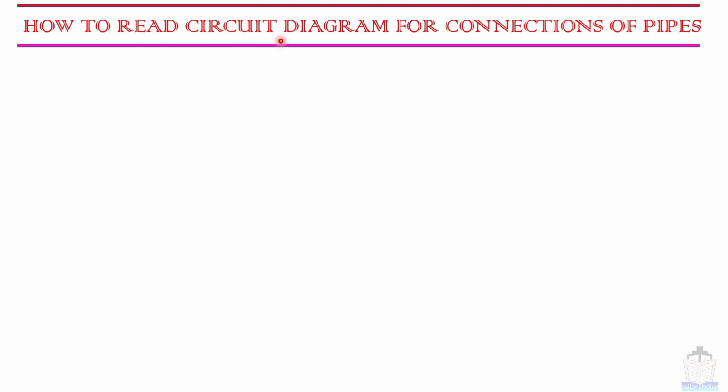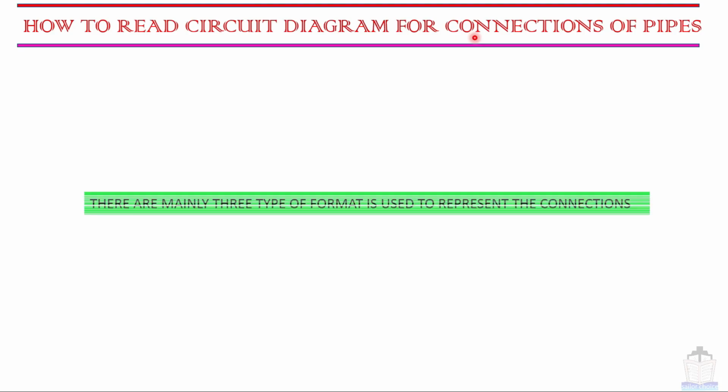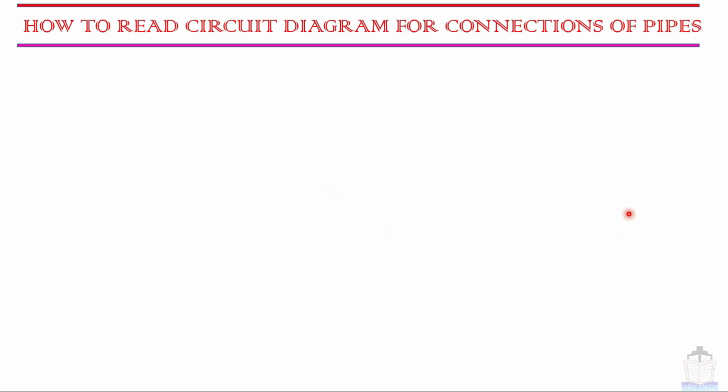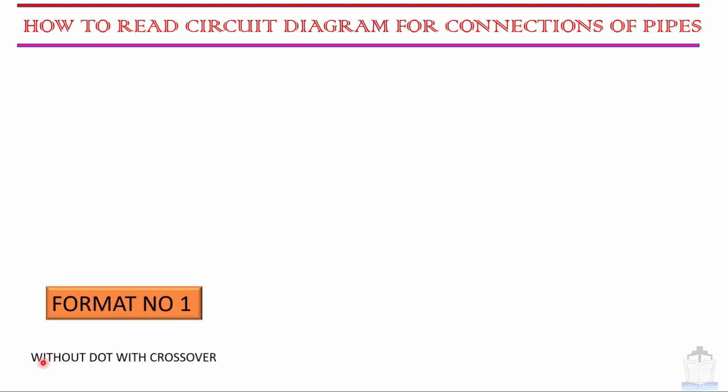Now moving next. How to read a circuit diagram for connections of pipes. This is very important because a lot of people get confused in reading the connections of pipes. So I am going to elaborate in detail so that you can have a fair understanding of reading the diagrams. There are mainly three types of formats used to represent the connections, so I am going to introduce all the formats. First is format number 1, which is without dot, with crossover. Regarding this dot and crossover, I will explain in a while.